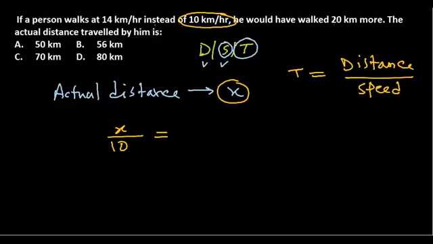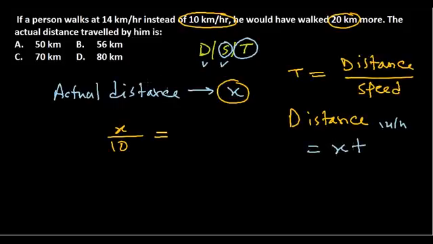now similarly, if he walks at 14 km per hour, in that case he will have walked 20 km more. So the distance when he travels normally at 10 km per hour is x, which is the actual distance traveled, plus the extra distance, which is 20 km, right? So x plus 20. Now the distance will be x plus 20, and the speed is 14 km per hour. So the time in this case will be x plus 20 by 14.